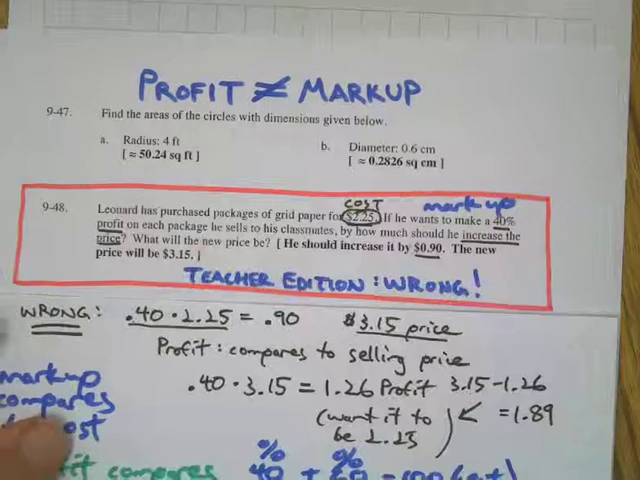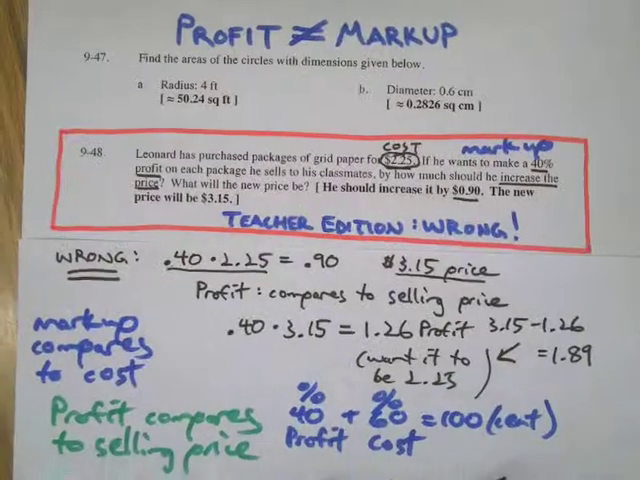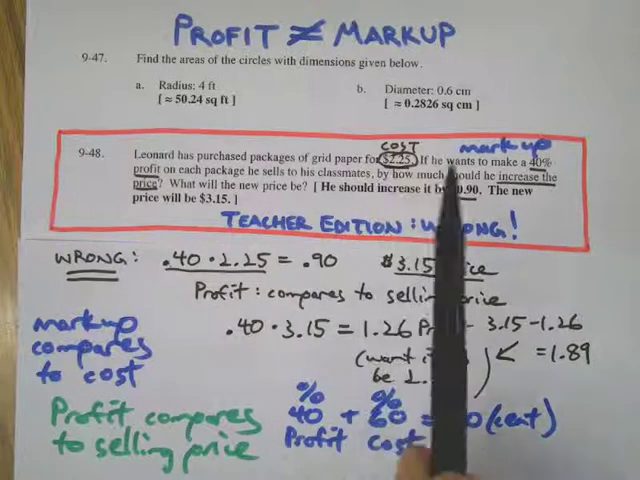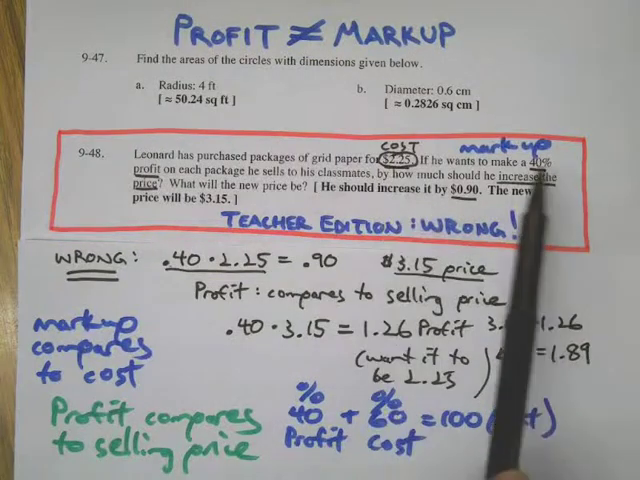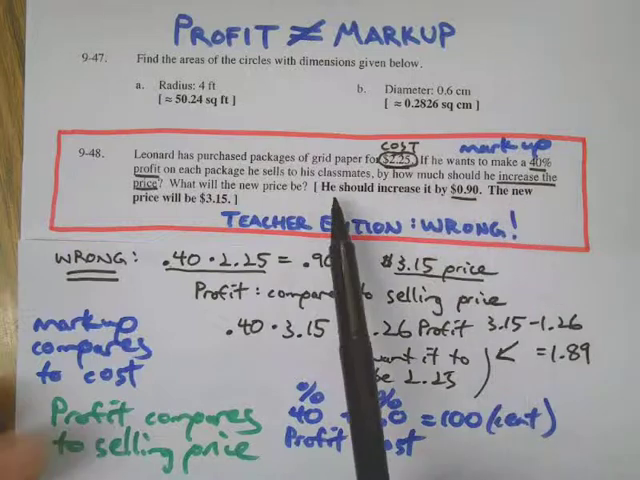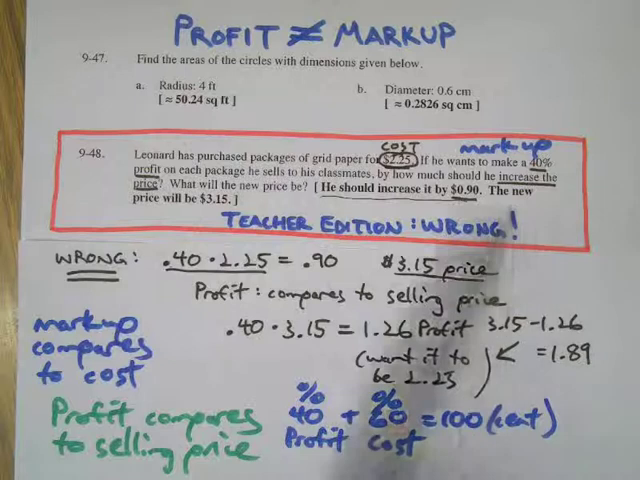See? Markup, profit, different. Back to the title. Profit, markup, different. So pay attention, because this problem asked us to really do a markup if their answer key is right. If their answer key is wrong, then it was asking for profit. Hope that all makes sense.